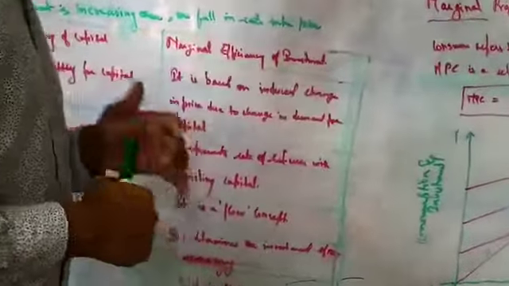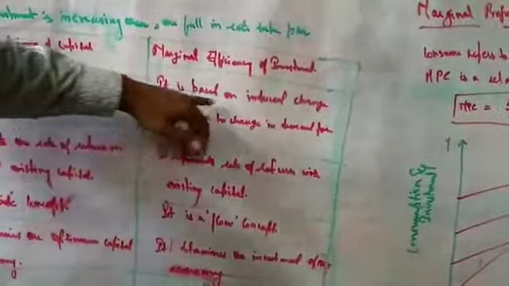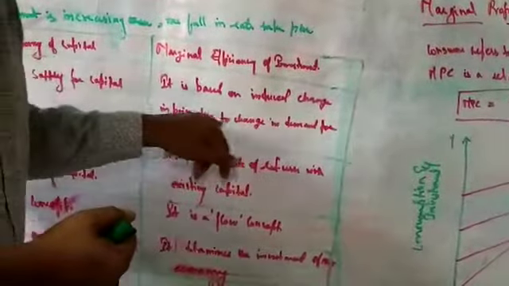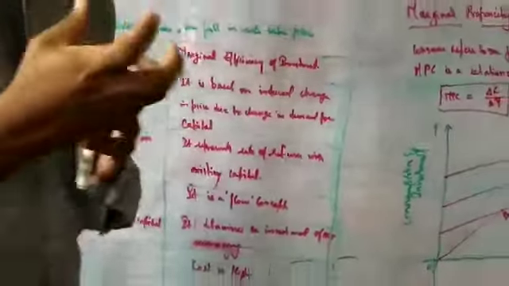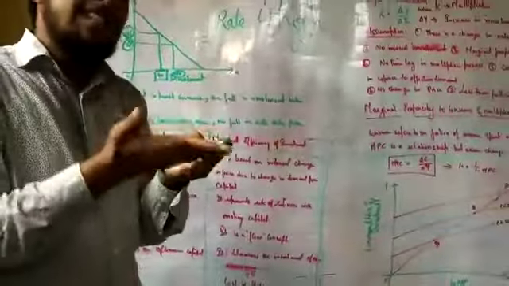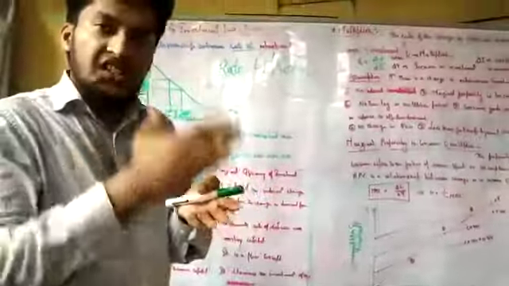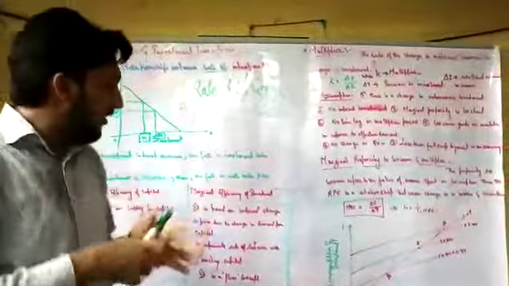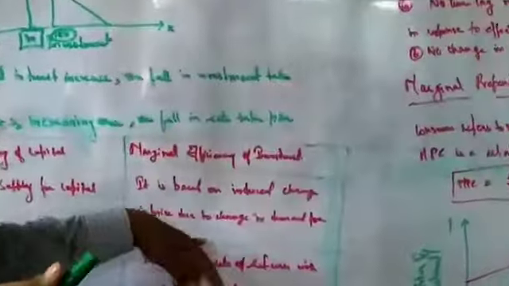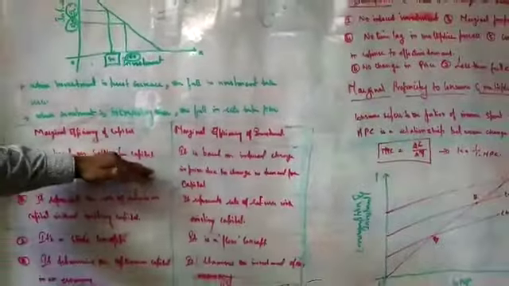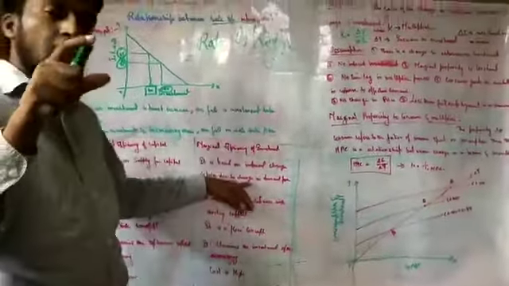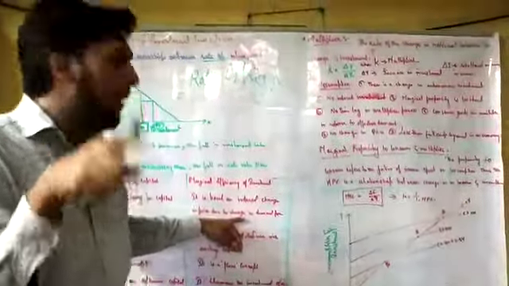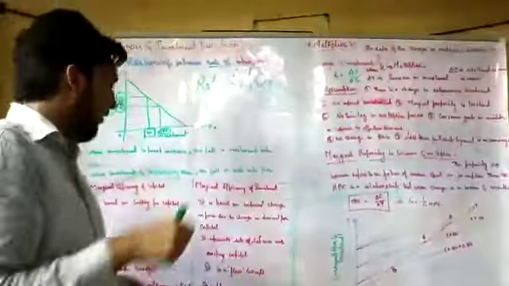In the marginal efficiency of investment, it is based on the induced change in price due to change in demand for the capital. Here there is an inducement, which means if there is a change in price, there should be a change in demand, and the change in demand should be for the capital. Here we do everything for the purpose of capital. Same way here also we do it for the purpose of capital, but the reason is there is a change in price as well as a change in demand, right?